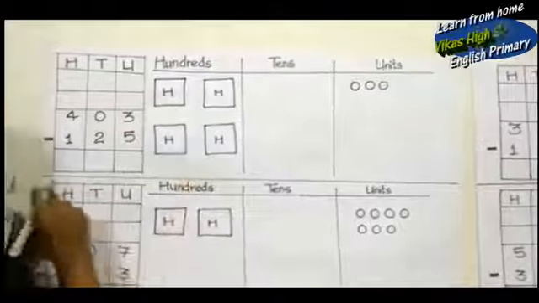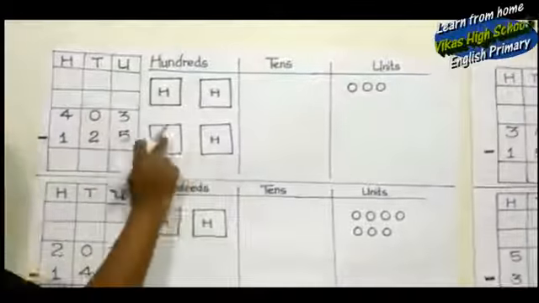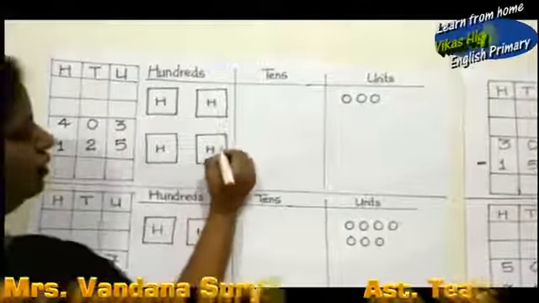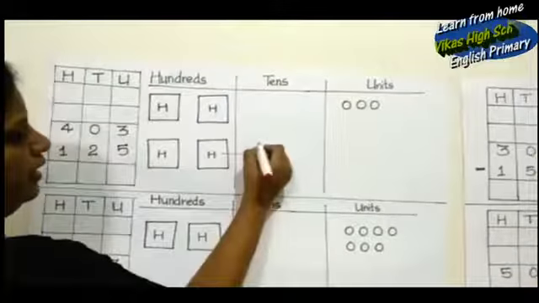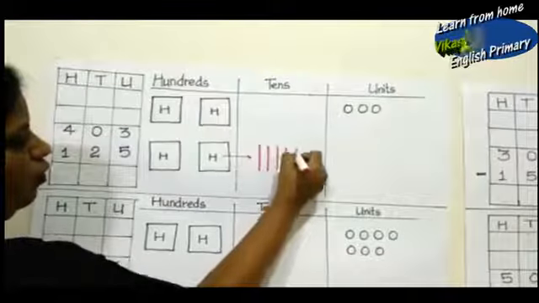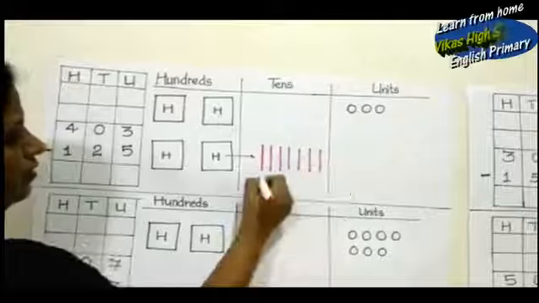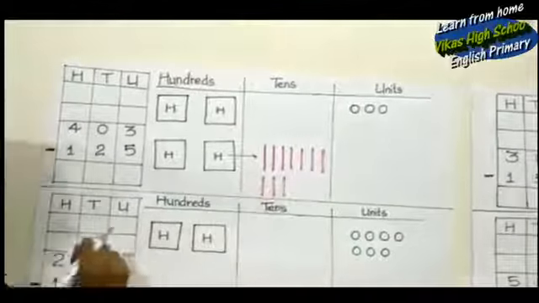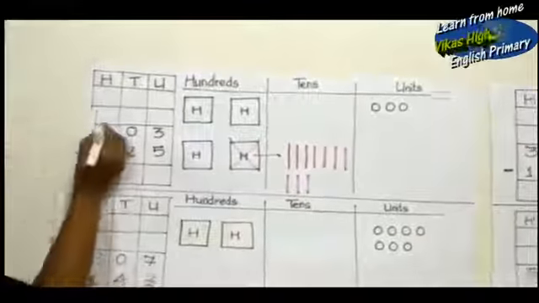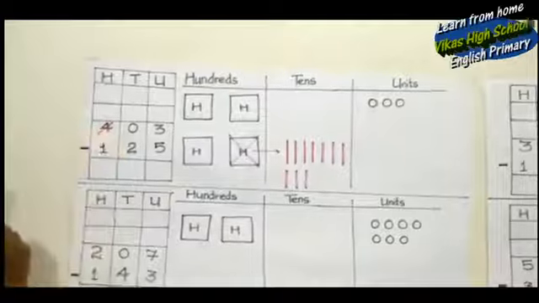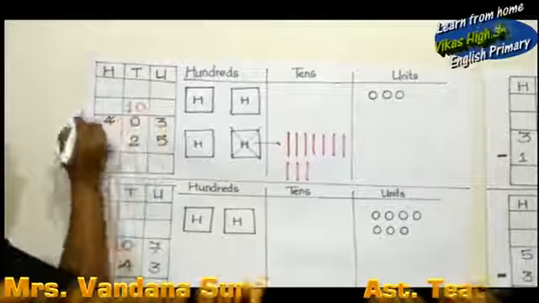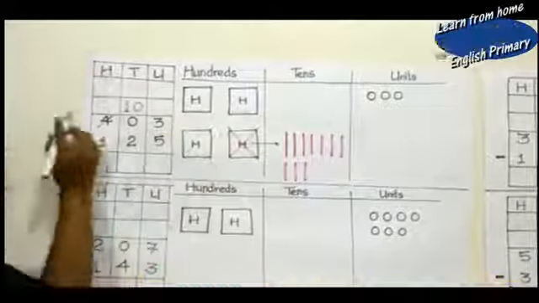So from this 4 hundreds, I have to borrow 100 to the tens. So this 100, when I borrow to the tens, it is 10 tens. So 1, 2, 3, 4, 5, 6, 7, 8, 9, 10. So it is 10 tens. So this hundred has become less over here. From these 400s, I have borrowed 10 tens. That means how many hundreds are remaining over here? 3.